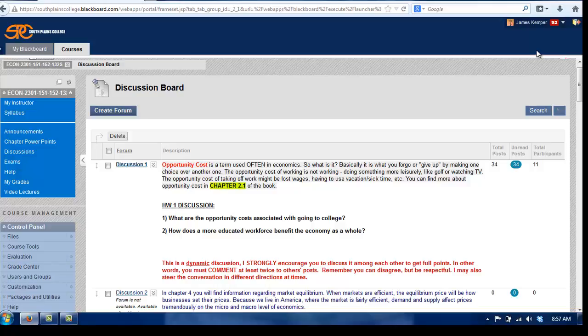You have to post once, your big post, and then after you do that, you have to comment at least twice. It doesn't have to necessarily be on other posts. You can comment twice on your own, but I don't know why you'd want to comment twice on your own only. It'll vary, but make sure you keep the conversation going forward.